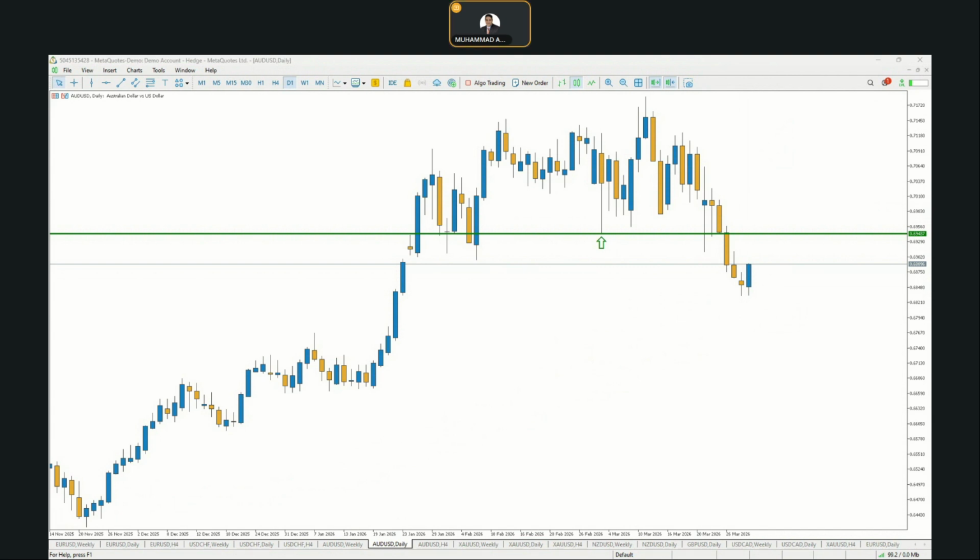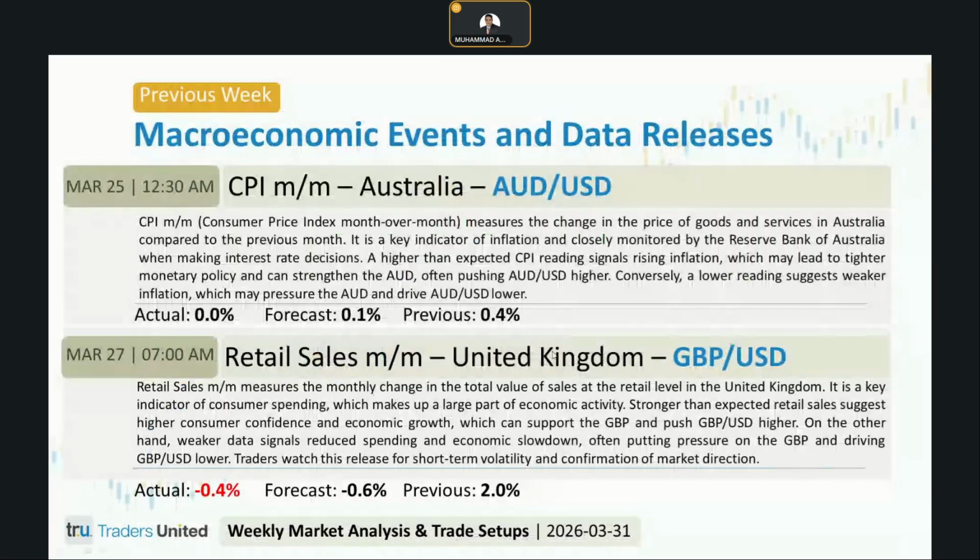Now, the key drivers behind the move: the actual CPI came below forecast at 0.0%. Inflation slowed sharply from the previous 0.4% number and reduced expectations of near term tightening by the Reserve Bank of Australia. Selling pressure increased in AUD/USD currency pair after the news release. The downward move was mainly driven by softer inflation expectations and weaker short-term AUD sentiment.